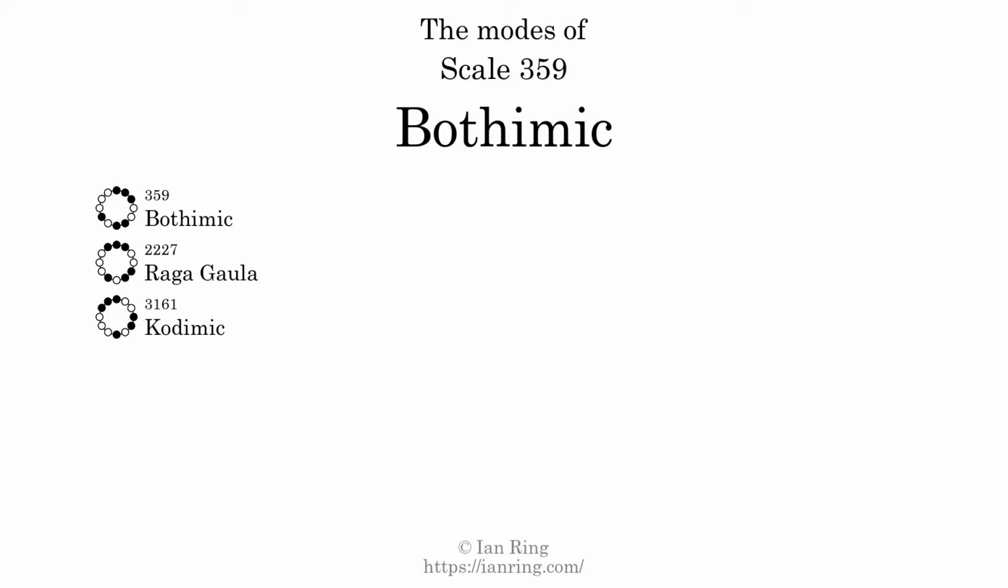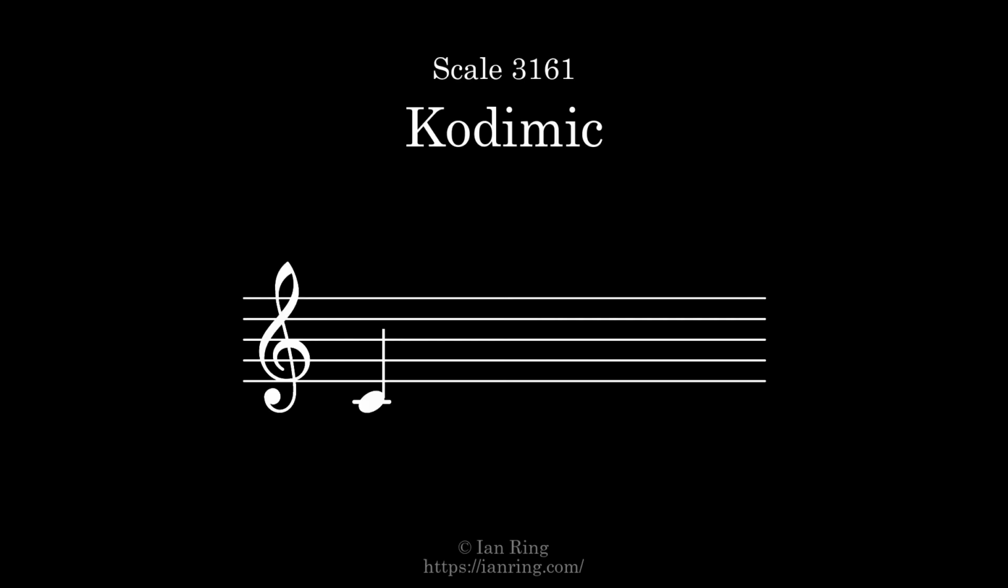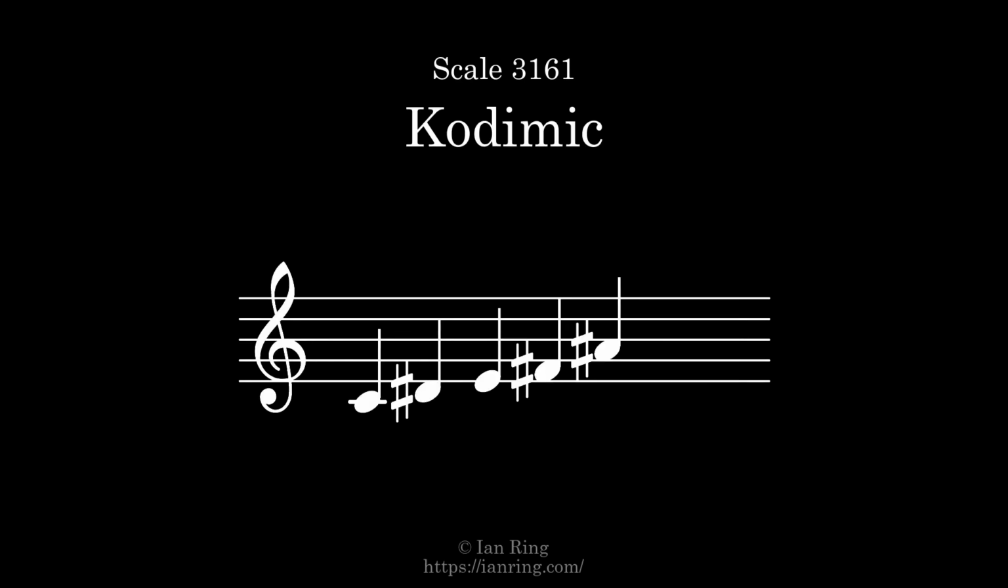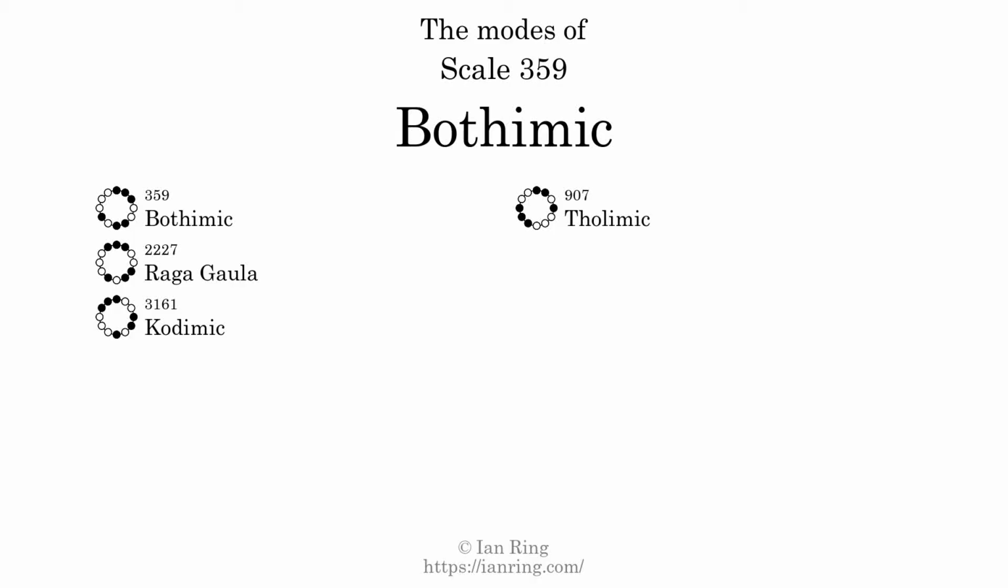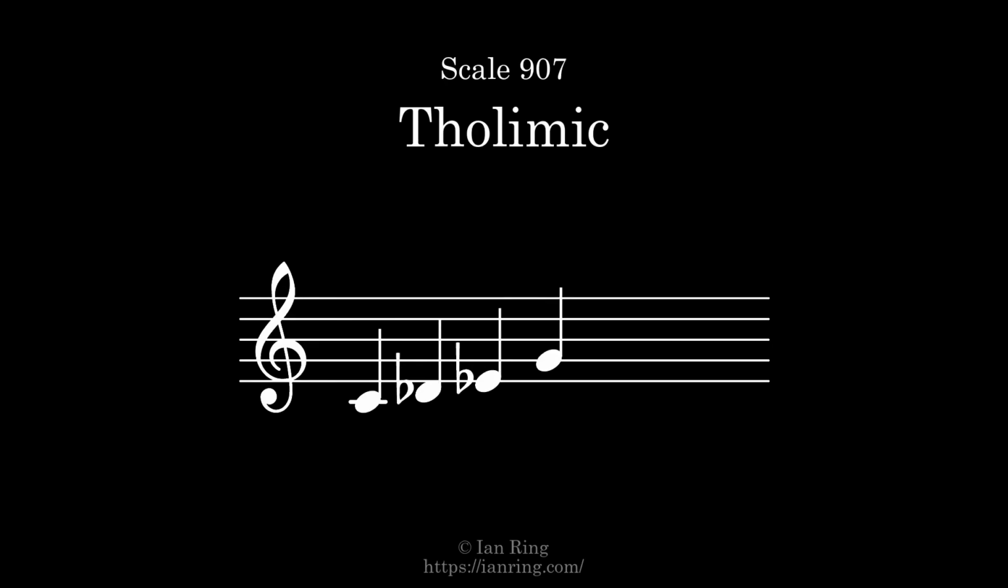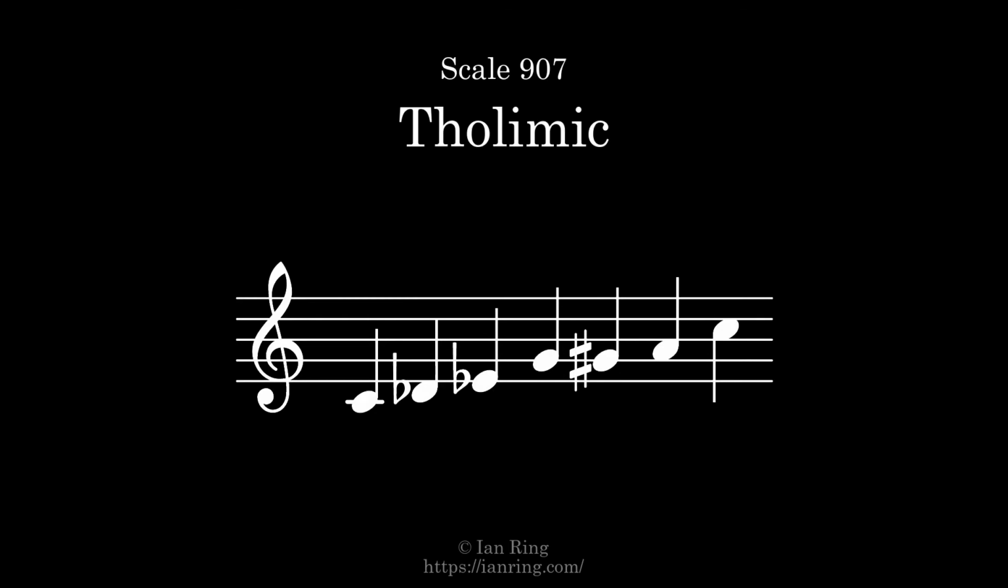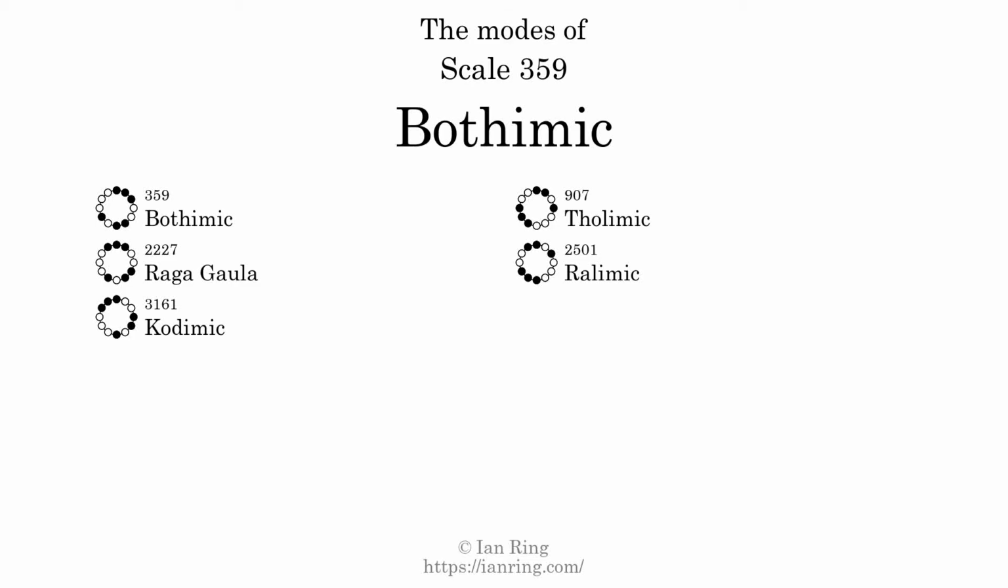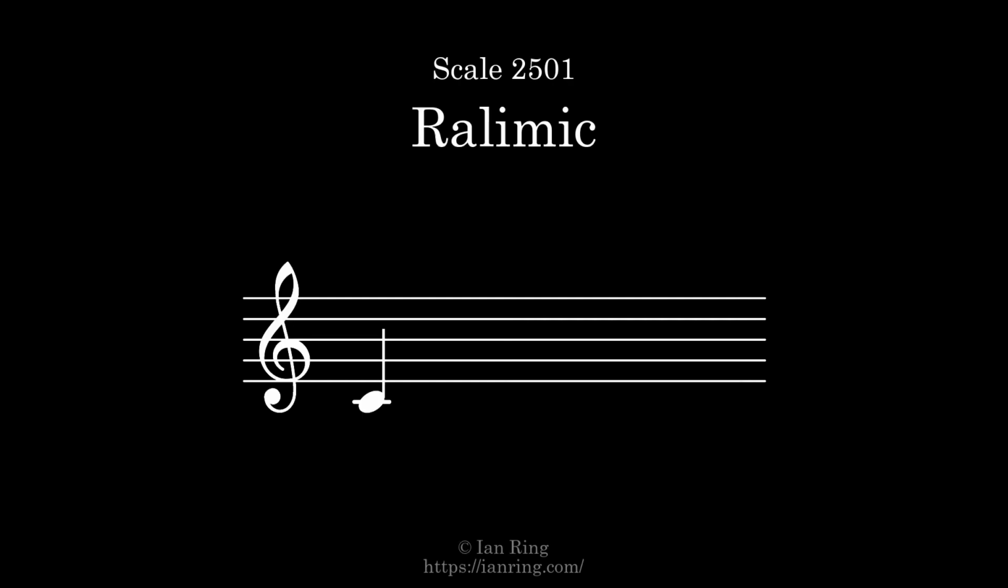The third mode is scale 3161, also known as Bulimic. It sounds like this. The fourth mode is scale 907, also known as Bulimic. It sounds like this. The fifth mode is scale 2501, also known as Bulimic. It sounds like this.